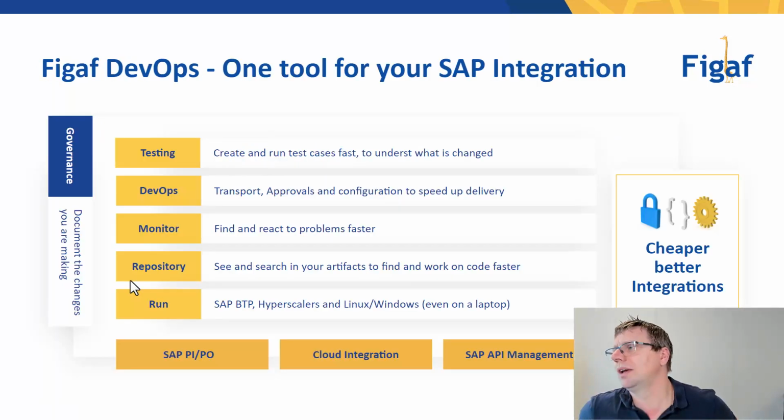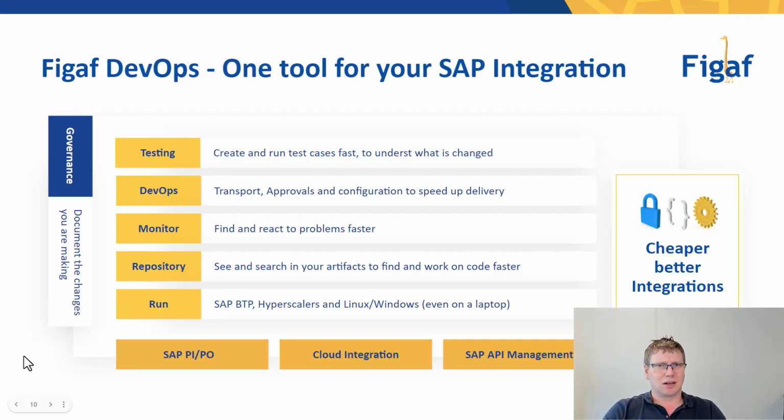So why do we have the Figaf tool, and what is it that it does? So there's a number of different components in place here. So first off, we have the testing capabilities. This is what we started out creating, a testing tool for PI. This is about taking messages from your productive system or a test system and being able to replay them on demand, making it easy for you to manage your integration.